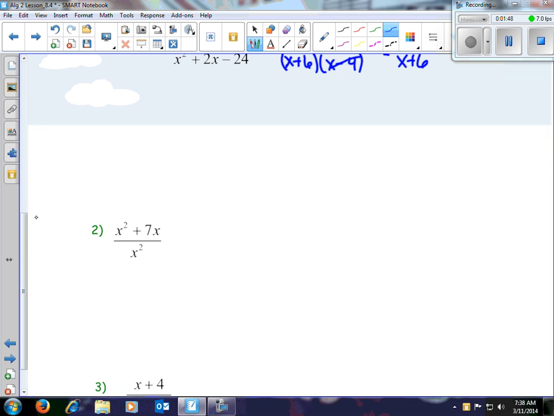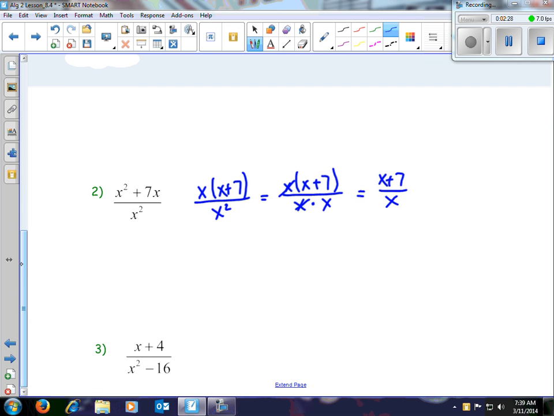For the next one, I look at it and say, ooh, on the top I can factor out the greatest common factor, which is x. So I have x times x plus 7 over x squared. Keep in mind that x squared is the same as x times x, so I can rewrite this as x times x. This is still multiplication, so my x's can cancel, so then I have x plus 7 divided by x. Now notice that I cannot cancel this x because I have 7 being added to the x. And lastly, I want you to do this one, and I will check it in class.